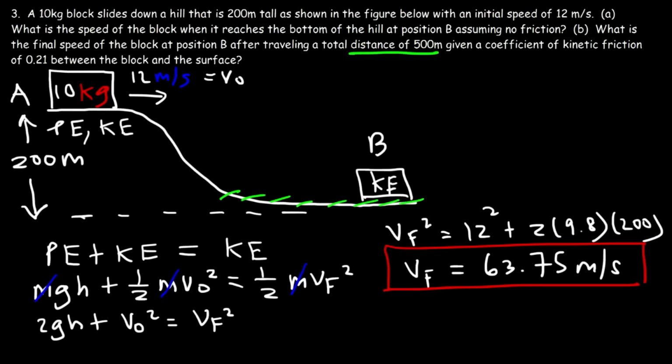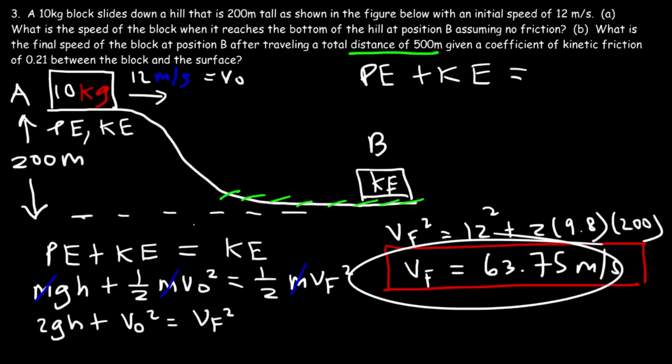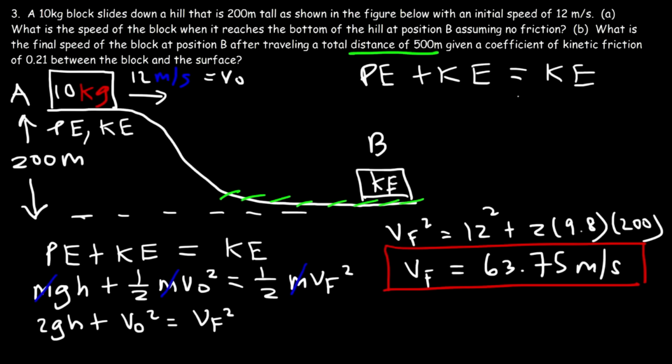Knowing that, how can we calculate the final speed of the block if friction only acts on the bottom of the incline? So how can we modify this equation? At position A, we're still going to have potential and kinetic energy. Now, once you add friction to the mix, the final speed will no longer be 63.75. It's going to be less. So some of the energy from the left side is not all going to go into kinetic energy. Some of it is going to go into the work done by friction.